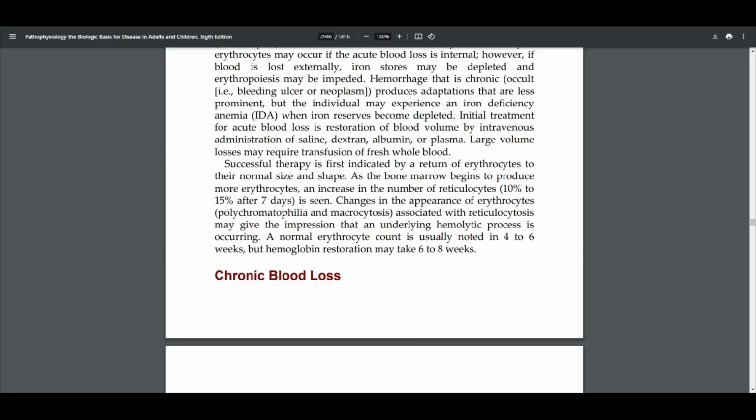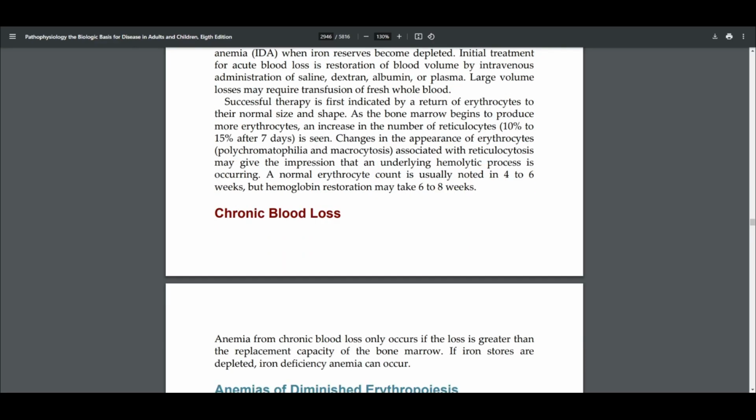Successful therapy is first indicated by the return of erythrocytes to their normal size and shape. As the bone marrow begins to produce more erythrocytes, an increase in the number of reticulocytes is seen. Changes in the appearance of erythrocytes associated with reticulocytosis may give the impression that an underlying hemolytic process is occurring. A normal erythrocyte count is usually noted in 4 to 6 weeks, but hemoglobin restoration can take up to 6 to 8 weeks.